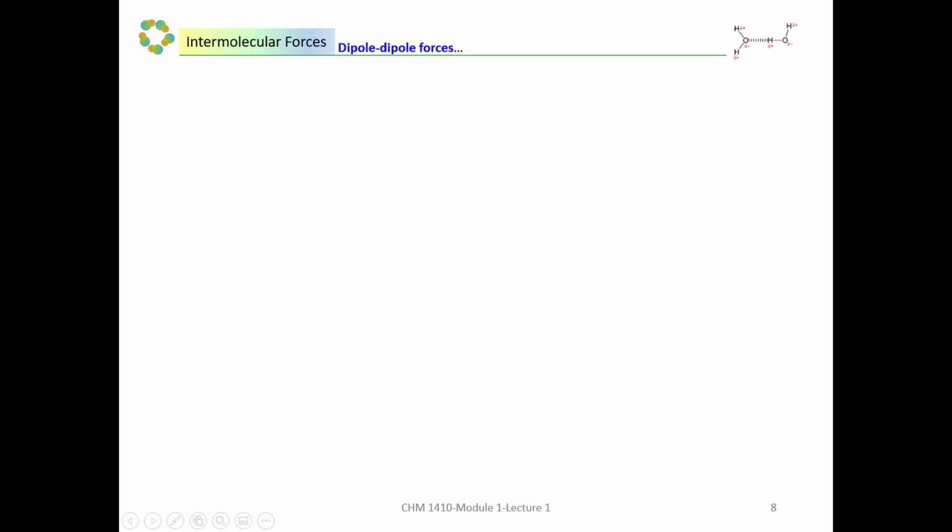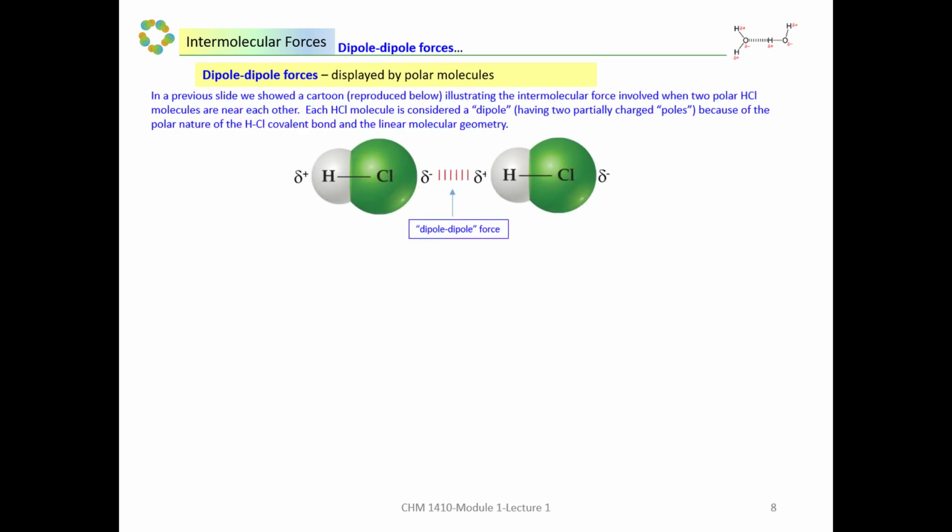Let's look at dipole-dipole forces in more detail. As we mentioned before, dipole-dipole forces are displayed by polar molecules. In an early slide of this lecture, we showed a cartoon, which we reproduce below, illustrating the intermolecular force involved when two polar HCl molecules are near each other. Each HCl molecule is considered a dipole, having two opposite poles, a partially positive and a partially negative end.